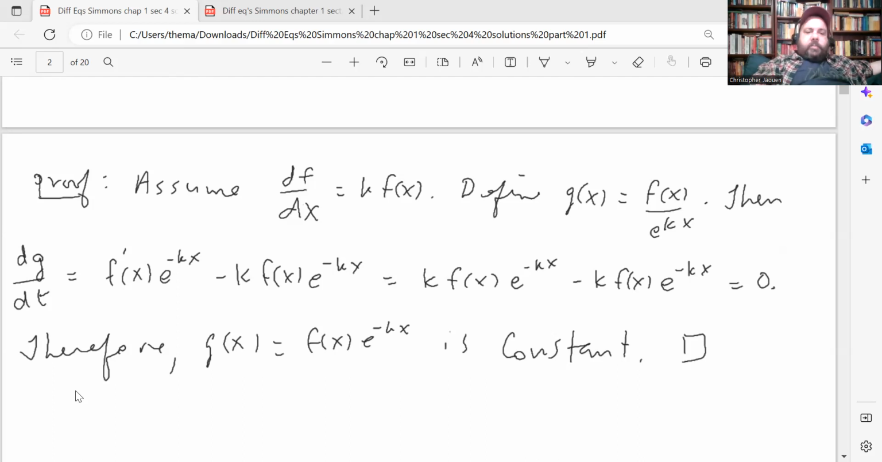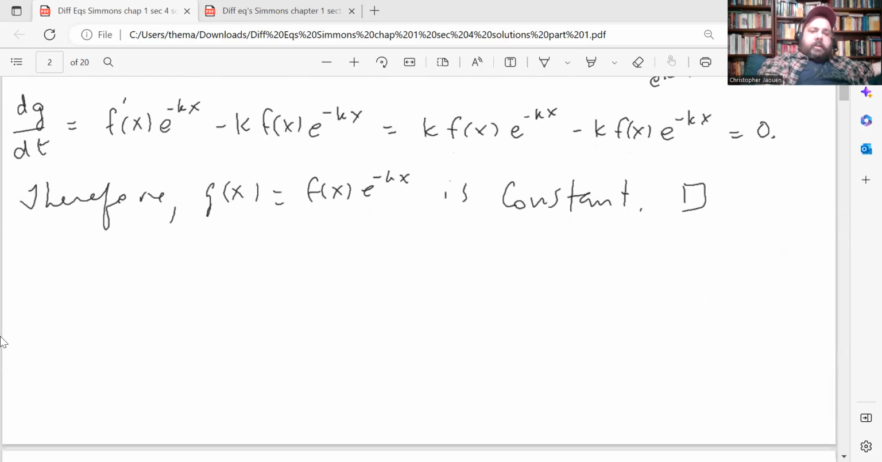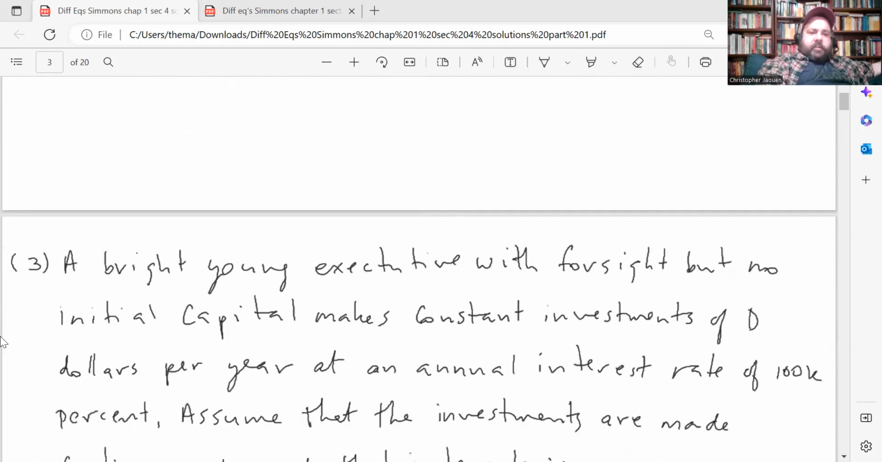And just using the fact that f prime of x is equal to k f of x, right? That's what we assumed up here. And replacing f prime of x with that, you get k f of x e to the negative kx minus k f of x e to the negative kx, which is obviously equal to 0. Therefore, g of x, which is f of x times e to the negative kx, is constant. Therefore, that's the only solution. All right, so that's question number 1, relatively straightforward.